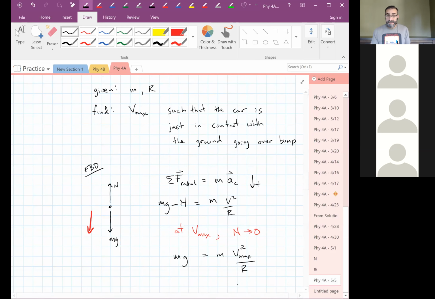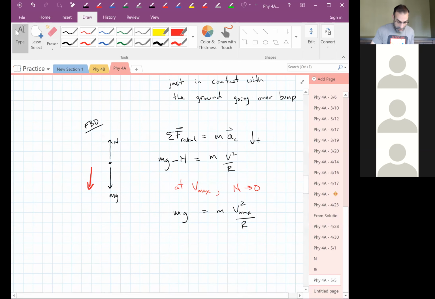Okay, so at V maximum, the maximum speed you can go and still be in a circular path, still be just in contact with the road, occurs when the normal force just goes to 0. And so what do we end up with here? We end up with V maximum is equal to the square root of RG. The mass cancels out. It doesn't matter what the mass is.